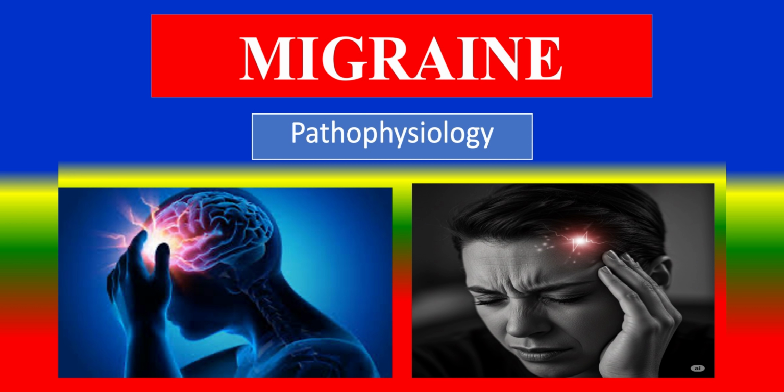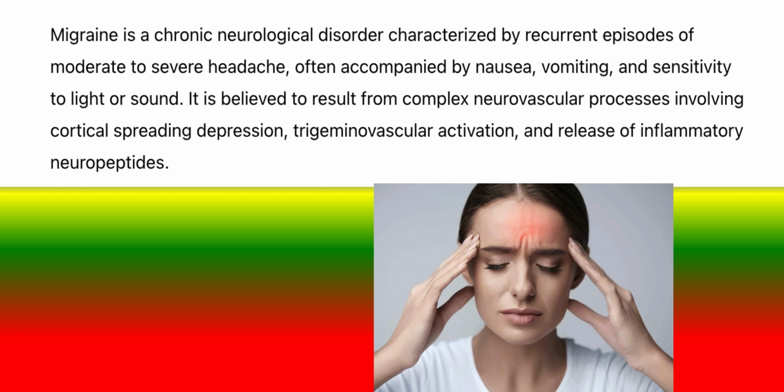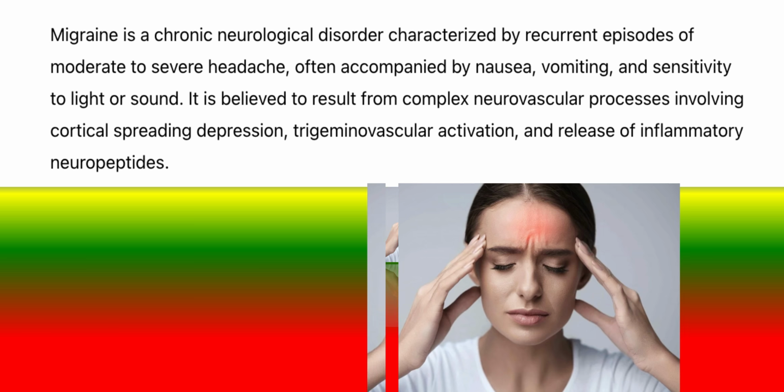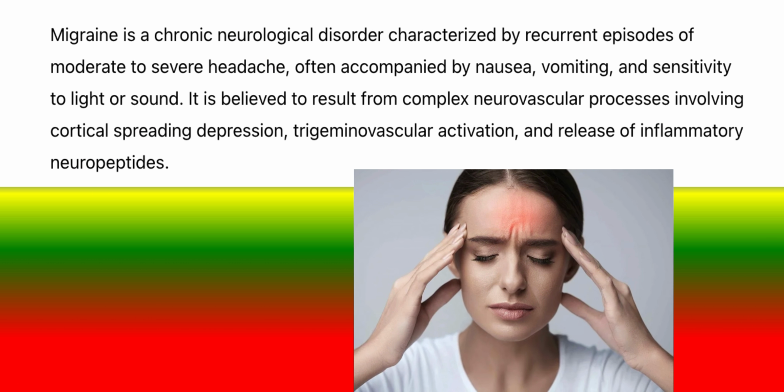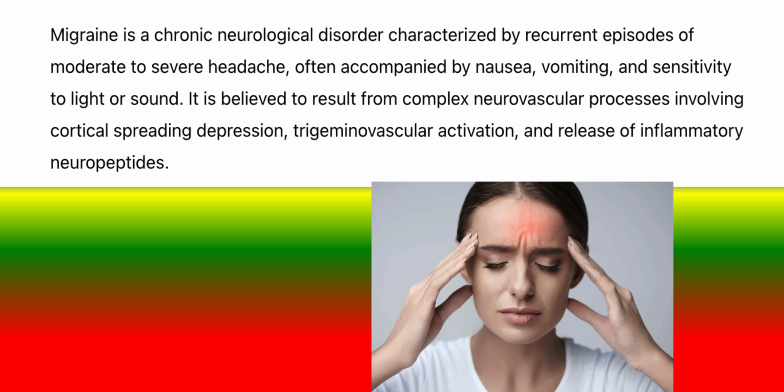Migraine is a chronic neurological disorder characterized by recurrent episodes of moderate to severe headache, often accompanied by nausea, vomiting, and sensitivity to light or sound. It is believed to result from complex neurovascular processes involving cortical spreading depression, trigeminovascular activation, and release of inflammatory neuropeptides.